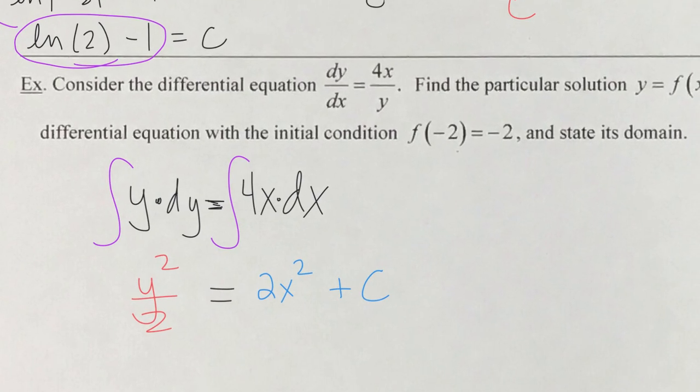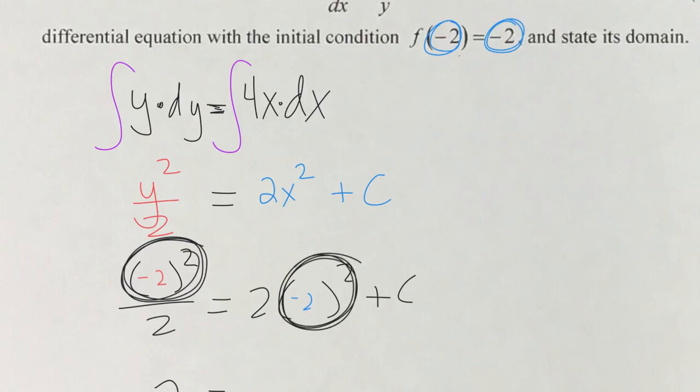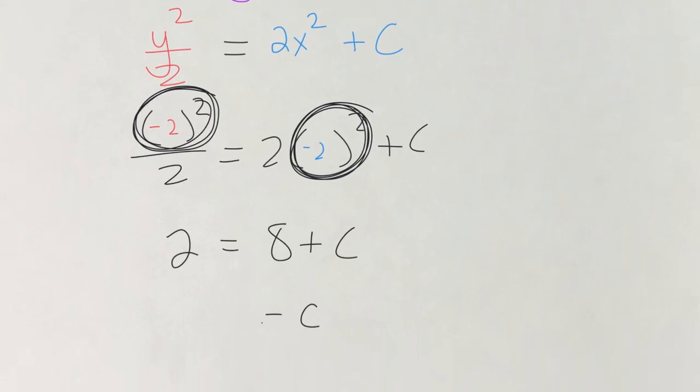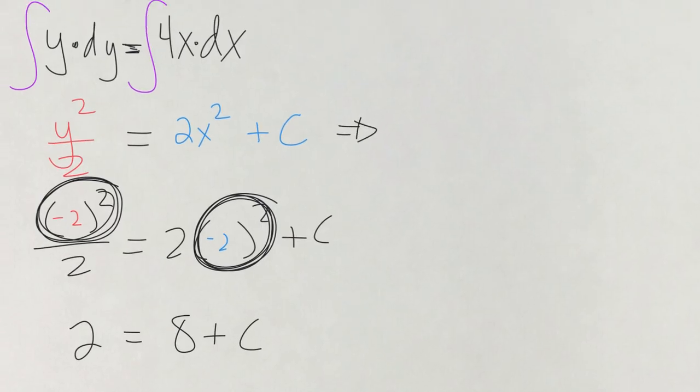Now let's plug in our initial conditions. X is -2 and y is -2. Negative 2 for both of them. Squaring gives me a positive 4. 4 divided by 2 is 2. This is a positive 4. 4 times 2 is 8. So C is -6. So that gives me the equation y squared over 2 equals 2x squared minus 6.